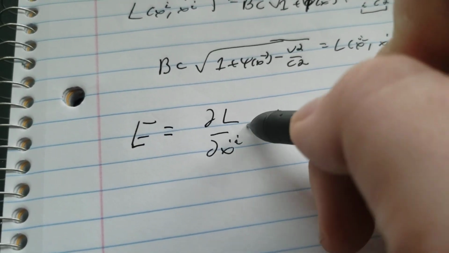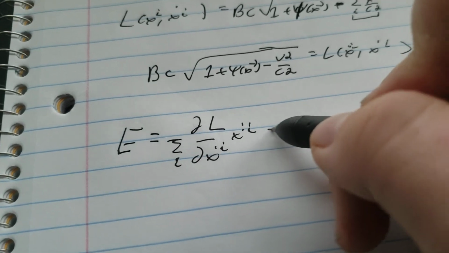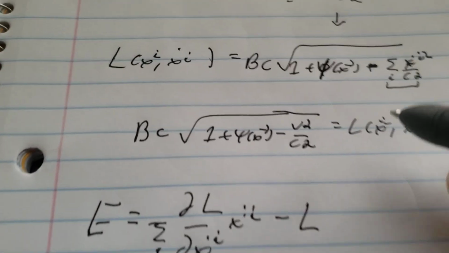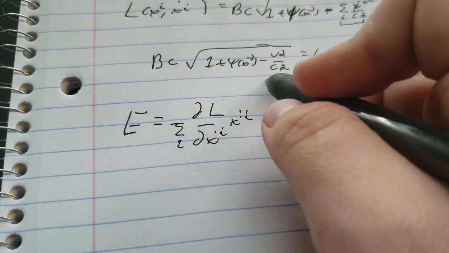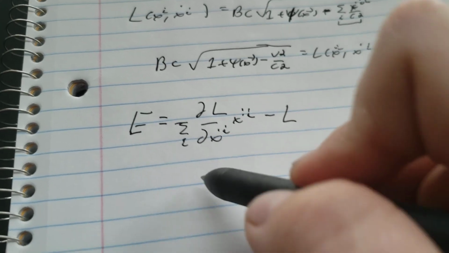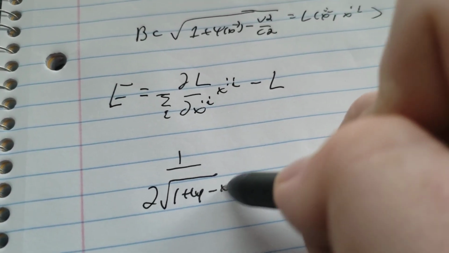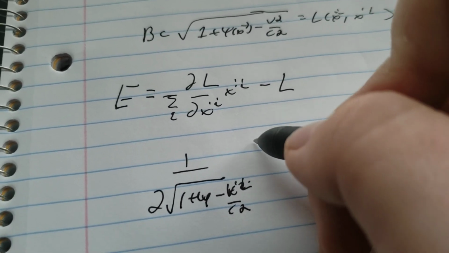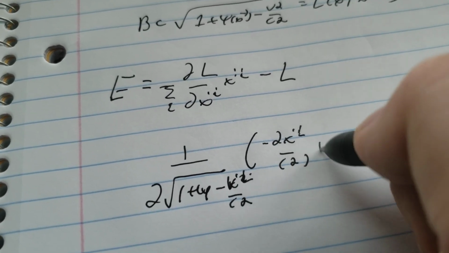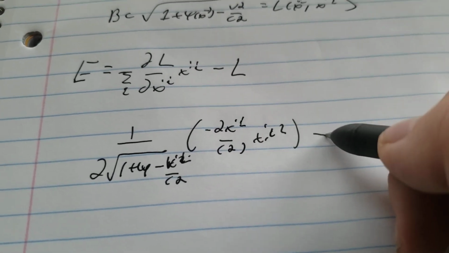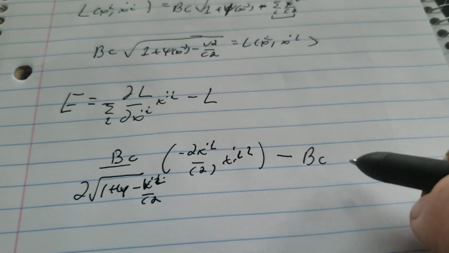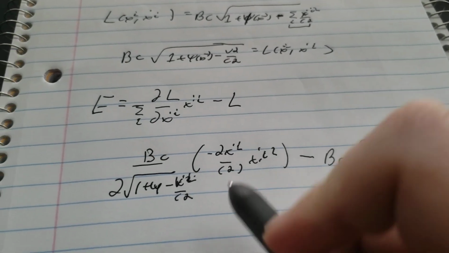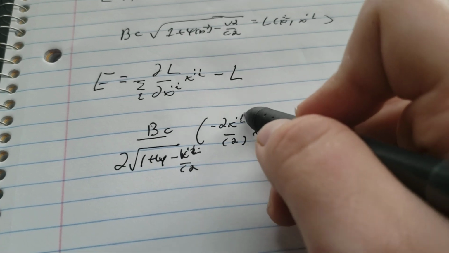In our case, that means that the energy equals the sum over i of x dot i times the derivative of L, minus L. Hold on a second. When you take the derivative with respect to one of the x dot i's, it'll be 1 over 2, 1 plus psi minus v squared over c squared, times 2 x dot i over c squared, minus bc, that's just going to become an x dot i squared.